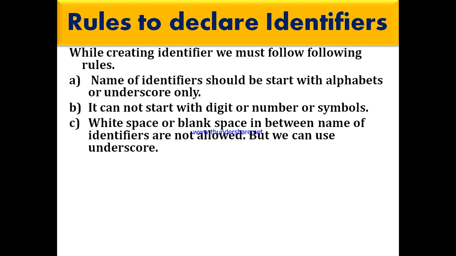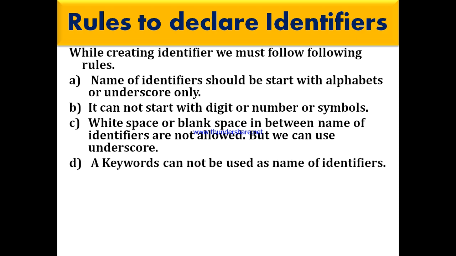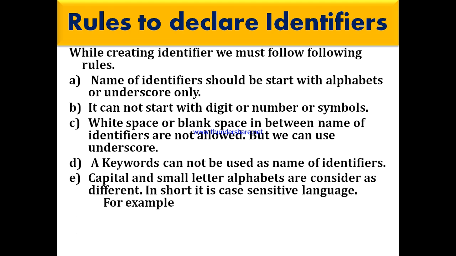White space or blank space in between the name of an identifier is not allowed, but we can use an underscore to separate words. A keyword cannot be used as the name of an identifier, as we discussed earlier. Capital and small letter alphabets are considered different. In short, C++ is a case sensitive language. We will understand all these rules with examples.